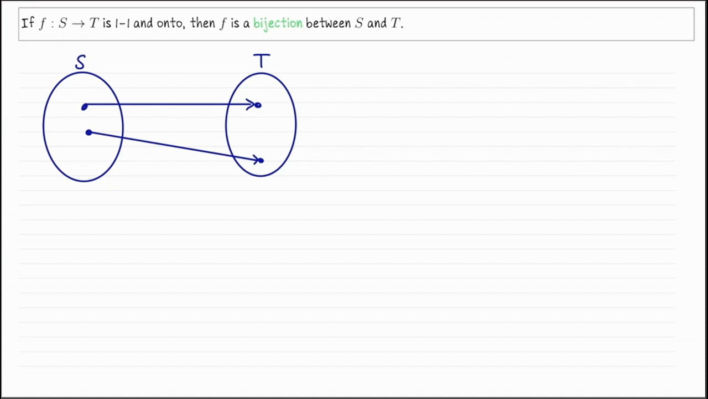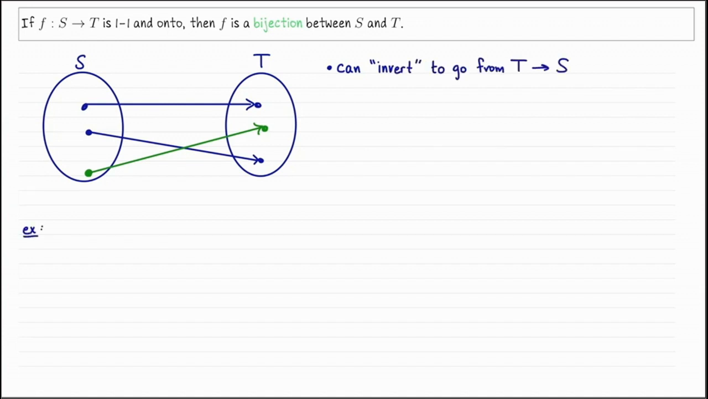But f is also onto, so if I take any other output, say this one in T, then there must be an element in S that maps to it. So we can think of a bijection as sending each distinct element in S to a distinct element in T, and vice versa. You can essentially invert and go backwards from T to S, because every element in T is going to get mapped backwards to a distinct element in S.